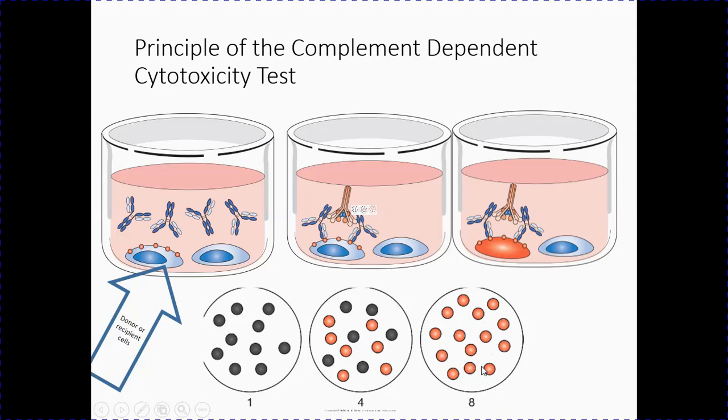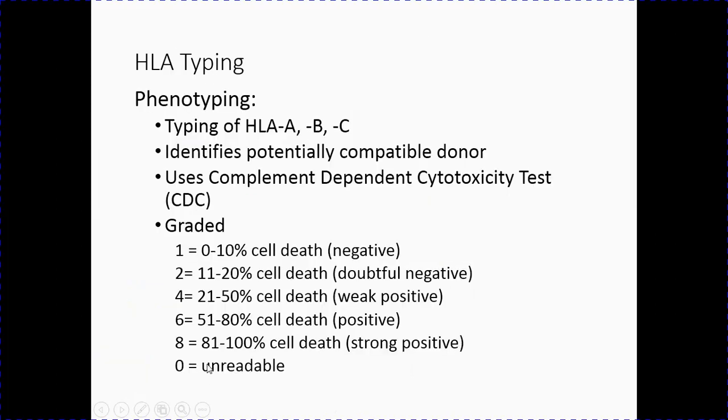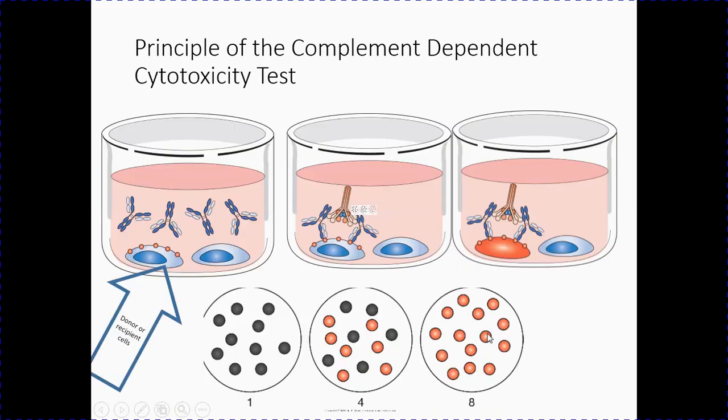In this third one, none of these cells took up the stain, so they're 100% dead. Anywhere between 81 and 100% cell death is a strong positive. This tells me that every single one of the cells that we tested from this patient had the antigen in question on the cell surface. We're going to do this to the donor cells and to the recipient cells, and compare. Multiple donors are going to be tested to get the best match, so that they all have the same antigenicity.